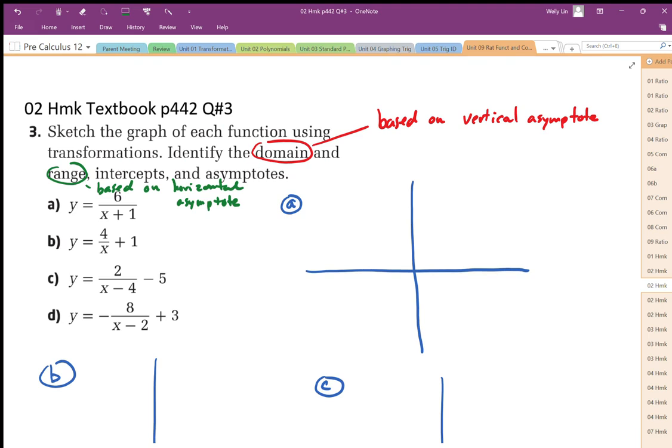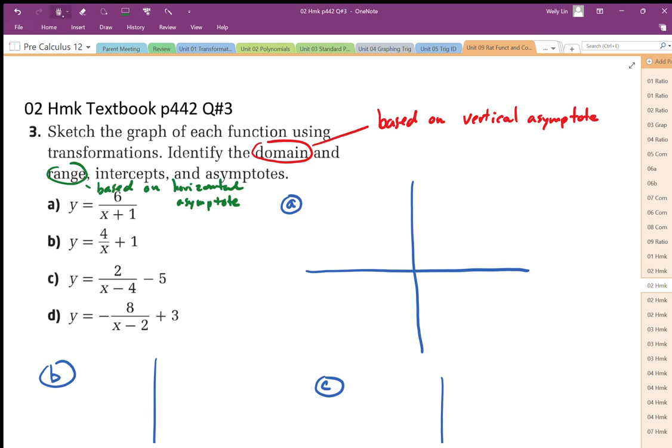Question number 3 on page 442 says sketch the graph of each function using transformations. So identify the domain, range, intercepts, and asymptotes. Basically the domain is based on the vertical asymptote, what the restriction is in the denominator, and the range is based on the horizontal asymptote. So we want to look at the endpoint behavior. And we want to use transformations as well. So what is happening with the horizontal shift, vertical shifts, expansions, and flips.